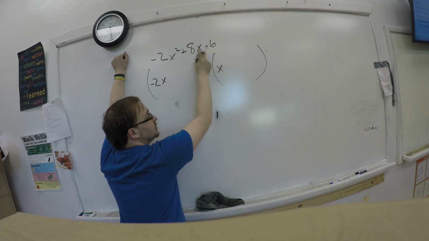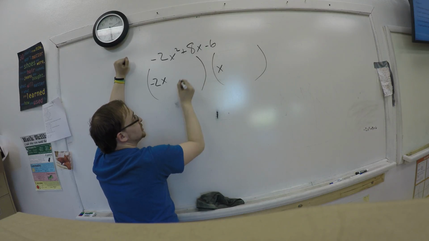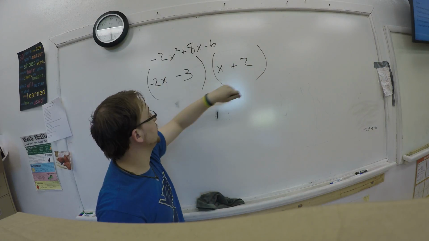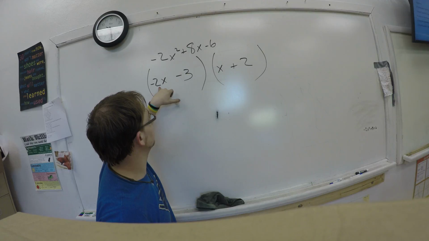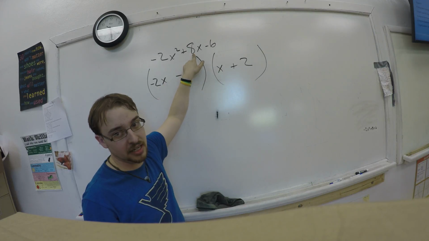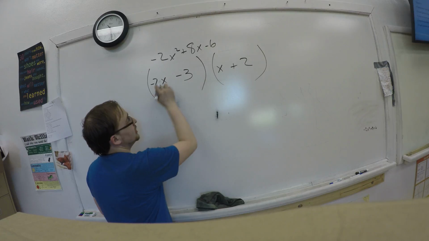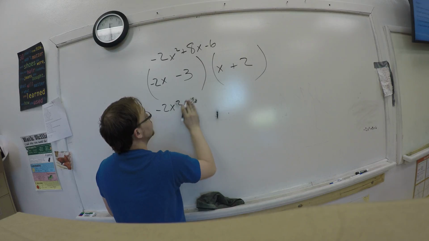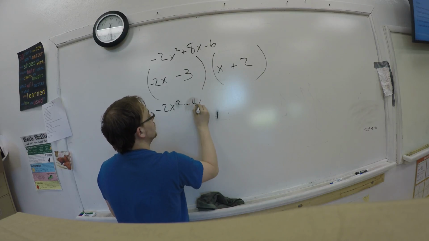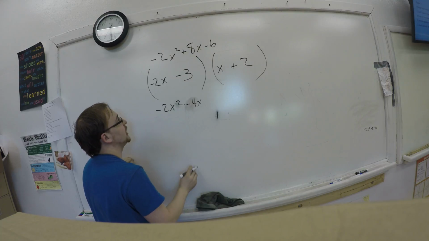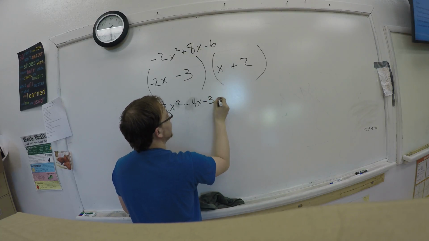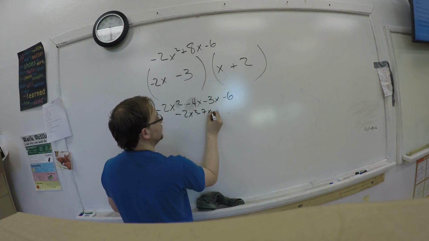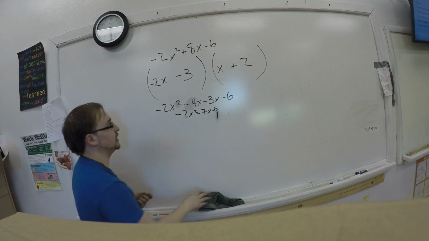So what times what gets us negative 6? Negative 3 and 2. Got some problems here, right? Negative 3, positive 2 could be either or. Let's see if this works. Does negative 3 plus 2 times negative 2, negative 4, negative 3 plus negative 4 get us positive 8? No. But let's show you anyway. This times this is negative 2x squared. This times this is negative 4x. Negative 3 times this is negative 3x. Negative 2x squared minus 7x minus 6. Is that what we started with? No. So that doesn't work.